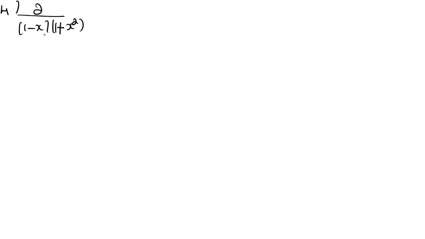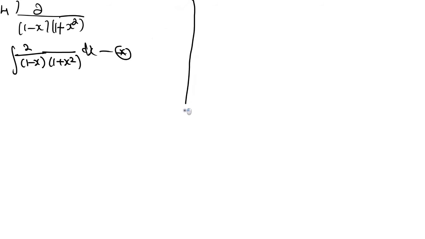Next, 2 divided by 1 minus x into 1 plus x square. Again it's a proper fraction. You need to consider this one. See, integration of 2 divided by 1 minus x into 1 plus x square into dx, you need to calculate it; take it as equation star. Clearly here you can observe the second term 1 plus x square is an unfactorized term, we can't factorize further, so you need to use the fifth rule.